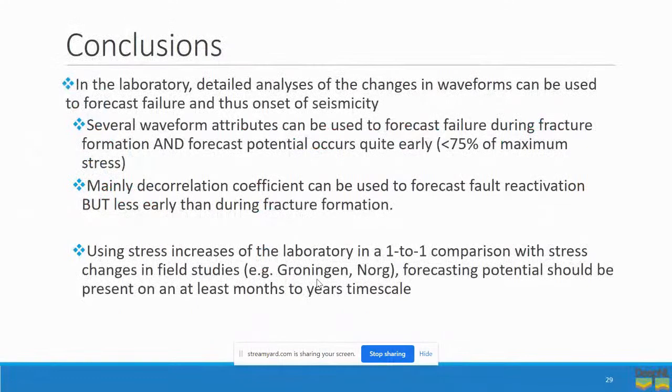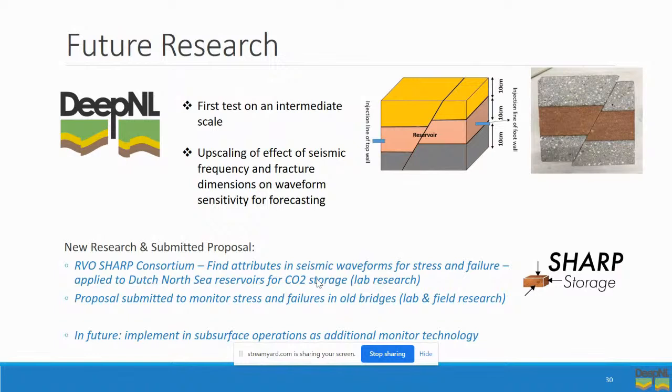Now, the last slide I will show is how we will do that for the remainder of the DeepNL project. We have done that now on the small scale experiments, and we want to upscale that a little bit more to a larger scale. So we will do experiments on 30 centimeter blocks, where we start to reduce the fluid pressure at one end of the reservoir while maintaining the fluid pressure at the other end. We hope to have reactivation of the fault.